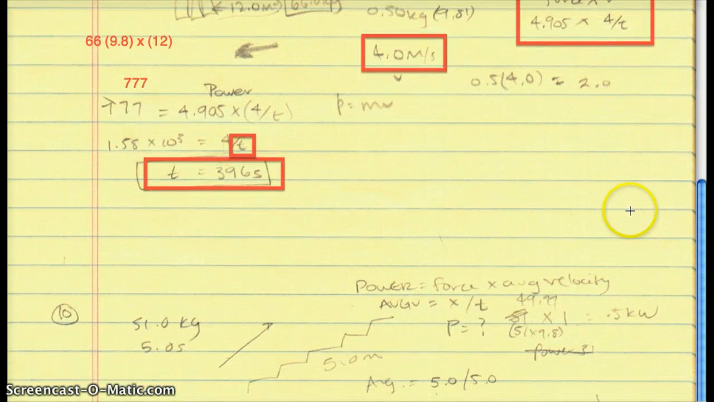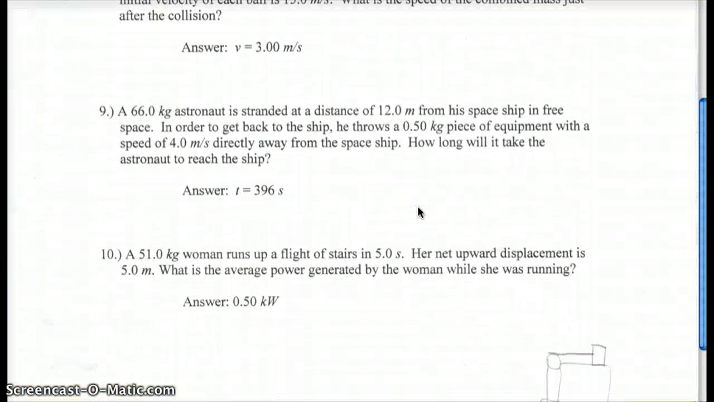Okay, let's see if we can squeeze in problem number 10. It looks like we have enough time. Let me see if I can pull up number 10 here. Okay, so number 10 is a 51 kilogram woman runs up a flight of stairs in 5 seconds. Her net upward displacement is 5 meters. What is the average power generated by the woman while she is running?